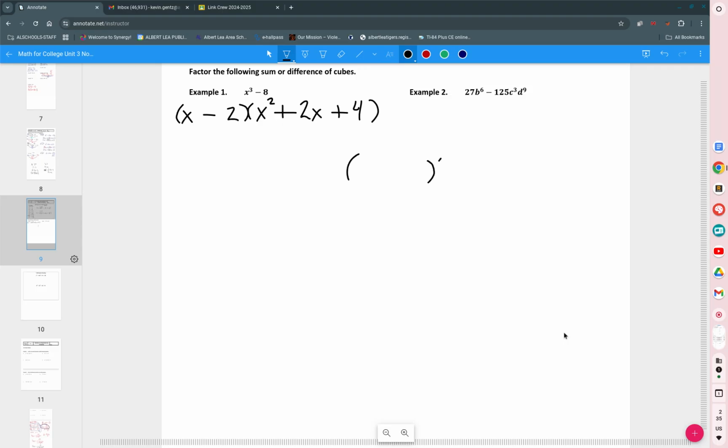Let's try the next one. Then you guys can try a few problems in your homework. What do you multiply 3 times to get 27? 3. What do you multiply 3 times to get b to the 6th? b squared. So I did my first part. Then I have 125 c cubed d to the 9th. What do you multiply 3 times to get 125? 5. c cubed is just going to be c. And then d to the 9th, what do you multiply 3 times to get d to the 9th? d to the 3rd.